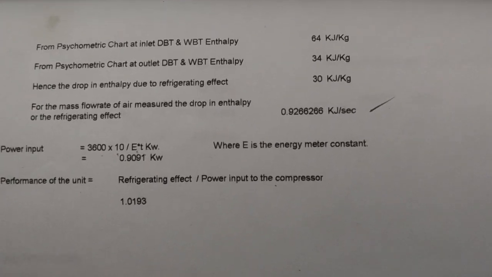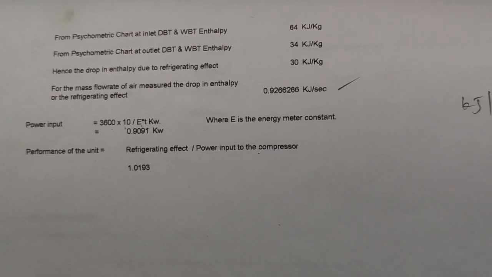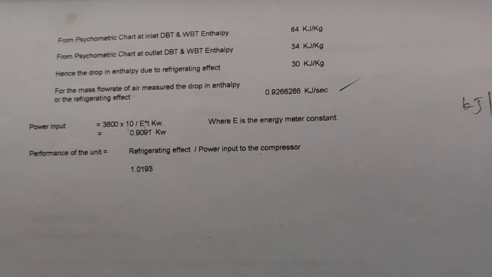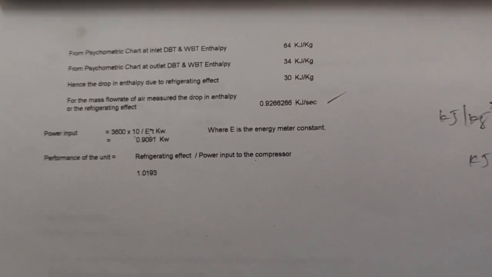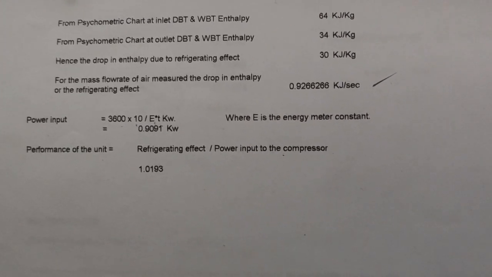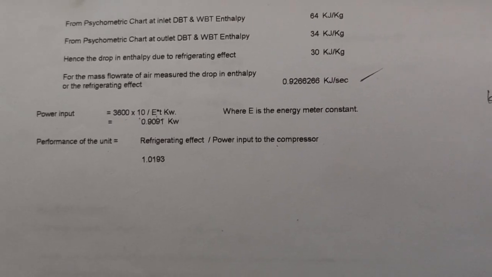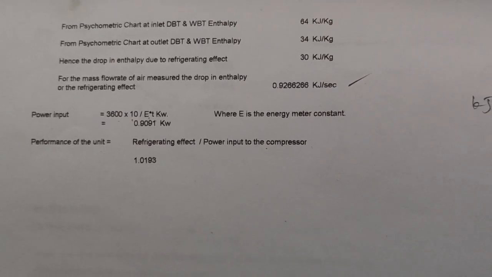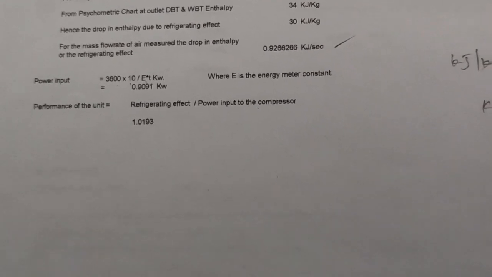Then we can determine the drop in enthalpy, which is the difference between the inlet and exit enthalpy. So you can get 30 kilojoules per kilogram. With the mass flow rate of air and the drop in enthalpy, the refrigeration effect can be calculated. Then the power input, which is already discussed previously, has that formula, and the performance of the unit can be calculated as the refrigeration effect divided by the power input of the compressor.